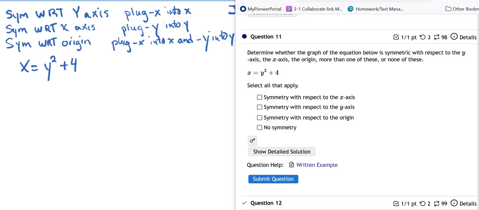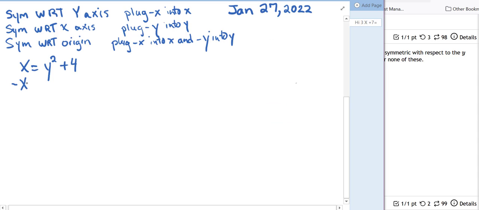To find it algebraically, to see if it has it, we plug -x into x and -y into y. So this question, x equals y squared plus 4, we want to know if it is symmetric and to which of those, if any. So it will be an algebra problem. We'll just run through the list. Actually on my list, I put symmetry to y first. So let's plug -x into x. And does it give us back the original? No, it does not, so it is not symmetric to y.